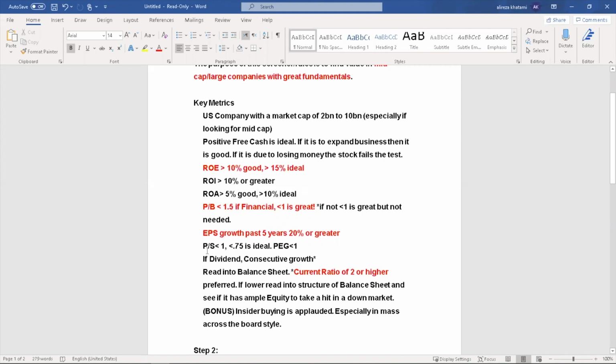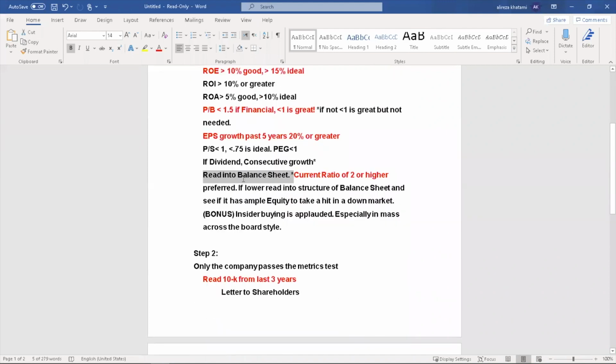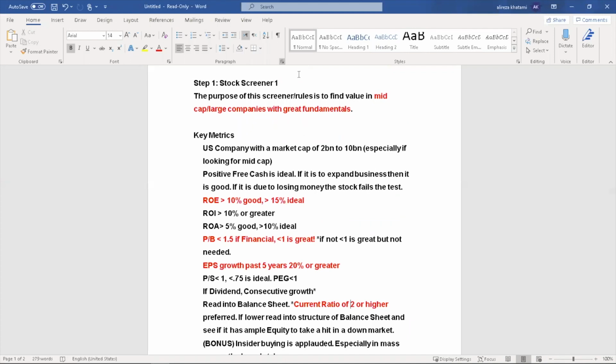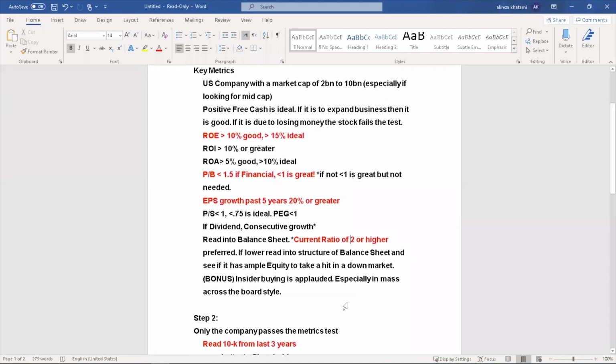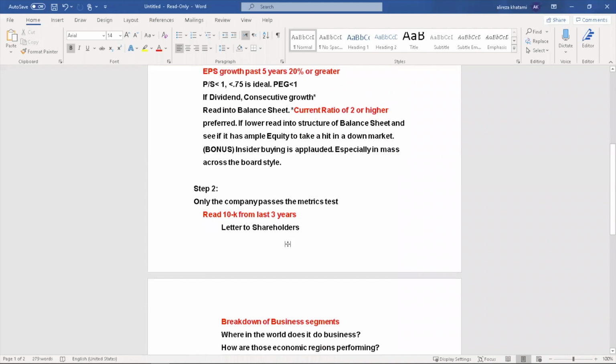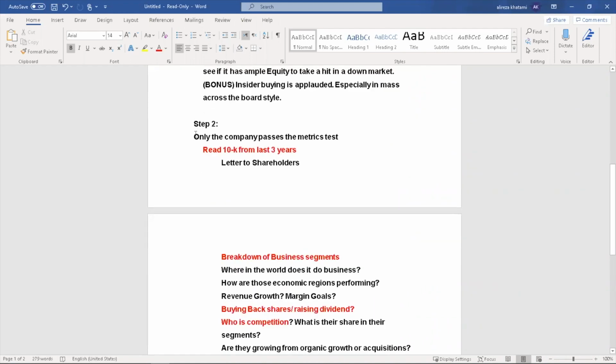Then you're going to look at the earnings per share, one of the most important things. So these three things, and then earnings per share growth. In the past 5 years, you want it to be 20% or greater. Then you're going to look into the dividends. You're going to read the balance sheets, okay? And then you want a ratio of 2 or higher. So that's the first step: find your screener, put these metrics in. I'll send you this file. You look into everything, and then you start actually reading into the company.